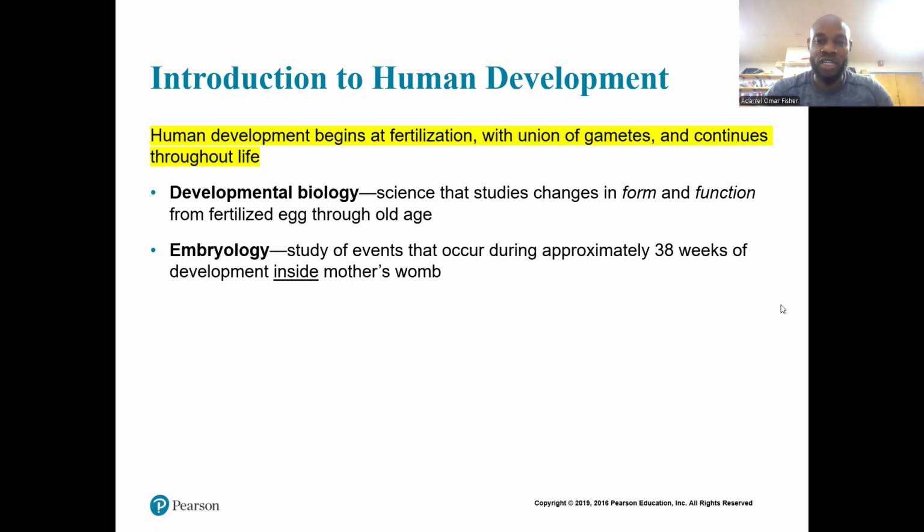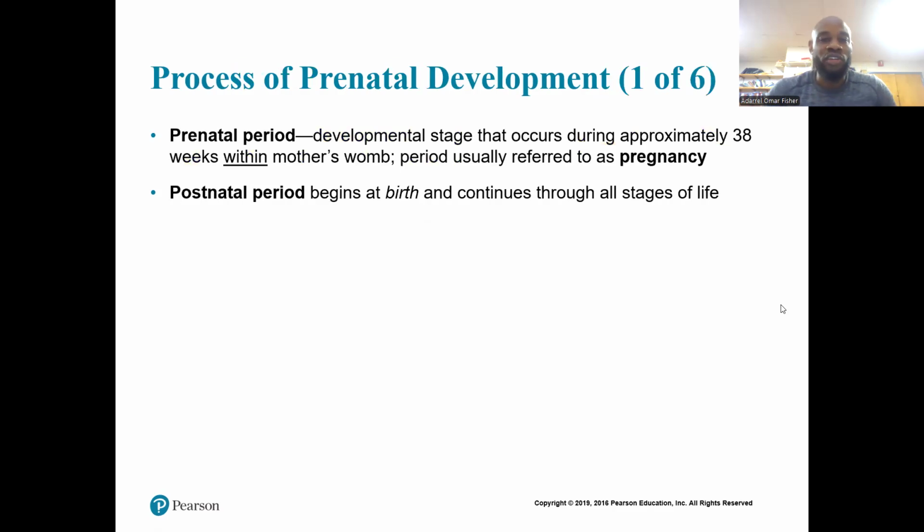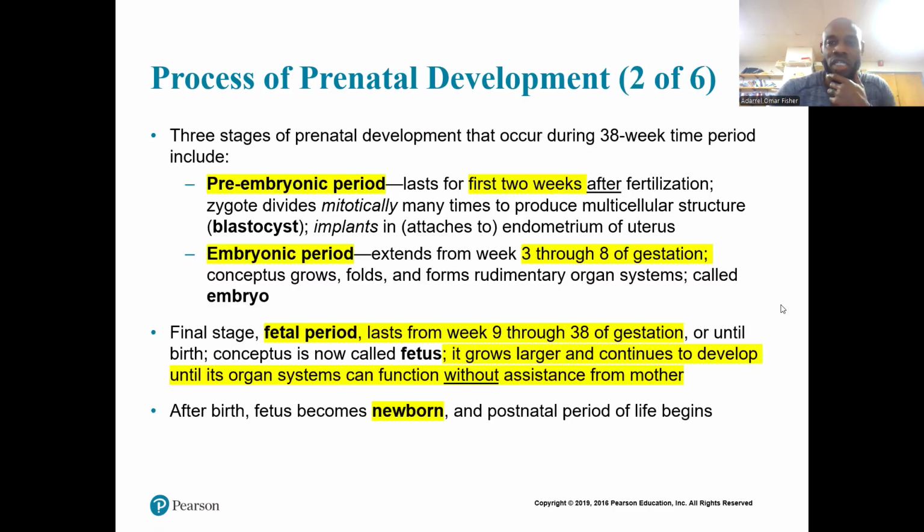Developmental biology studies changes in form and function of the fertilized egg through old age, and embryology studies the events that occur during the 38 to 40 weeks of development inside the mother's womb. We have a prenatal period. This occurs during 38 weeks within the mother's womb. We usually call that being pregnant. And so that is the prenatal period. Then we have postnatal, which is after birth, the postnatal period, which is the majority of our lives.